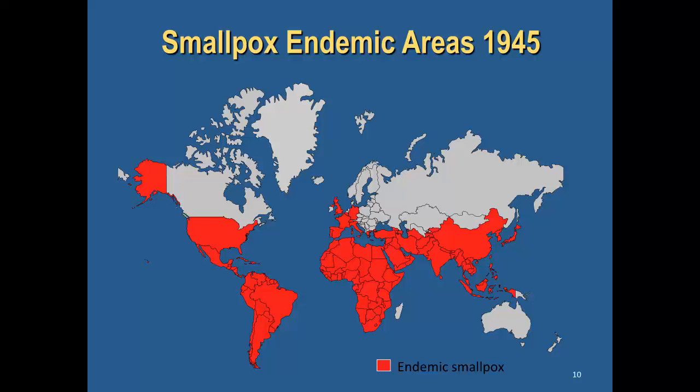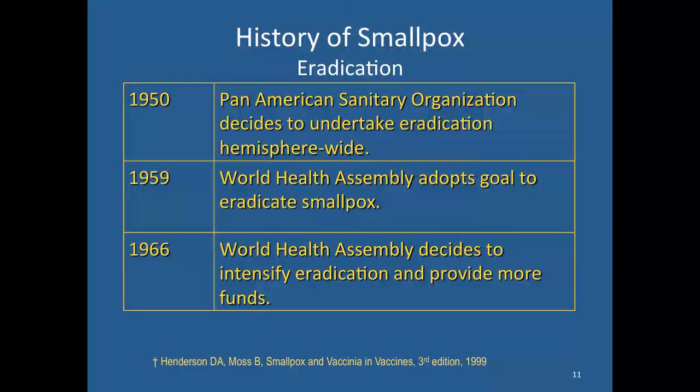And after World War II, with the United Nations and the World Health Organization being formulated, these concepts were starting to evolve. And what they realized in 1945 was that smallpox was fairly still endemic in pretty much most of the world. But by 1950, these organizations were starting to form. The Pan American Sanitary Organization, which evolved into the Pan American Health Organization, decided to undertake the eradication of the Western Hemisphere in 1950 already. So that was a long time ago.